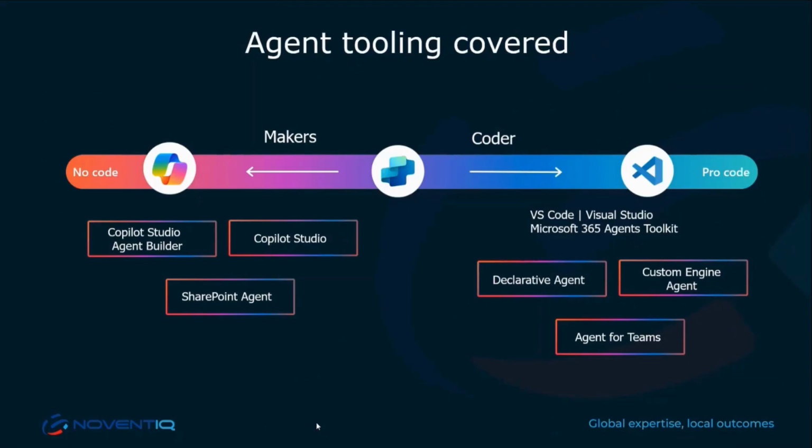So all in all, this is a summarization of what path one should take when trying to address a business challenge. If you are a maker, you should go for a no code kind of an aspect. And if you're a coder, you should go for a pro code kind of an aspect. Makers have access to Copilot Studio Agent Builder. They have access to MCS, that is Microsoft Copilot Studio, and they have access to SharePoint agents. Whereas coders have access to declarative agents, custom engine agents, and agents for Teams. And it's all possible via Visual Studio Code and the M365 Agent SDK.